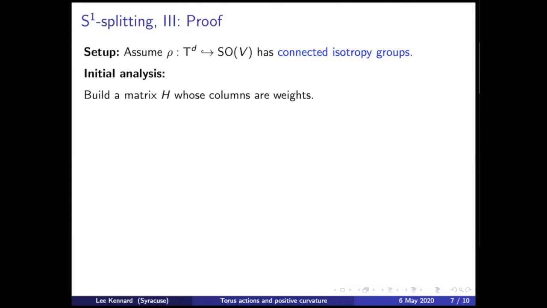So we take these, we write these as column vectors, so integer entry column vectors, and we build a matrix where we put all of them together. So this will be a matrix with D rows and K columns, where K is the number of irreducible subrepresentations.